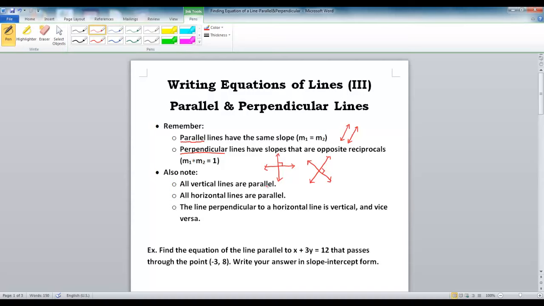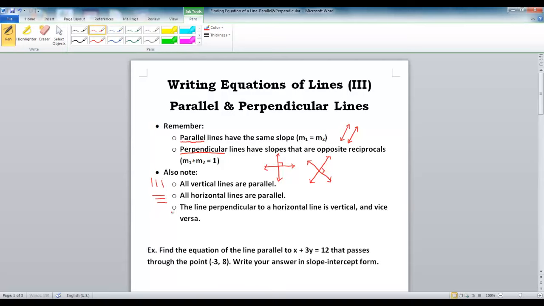All vertical lines are parallel. So vertical lines are all parallel to one another. If I have a vertical line, then the line parallel to that is also a vertical line. The same is true about horizontal lines. All horizontal lines are parallel. So if I have a horizontal line, then the line parallel to that is also a horizontal line.